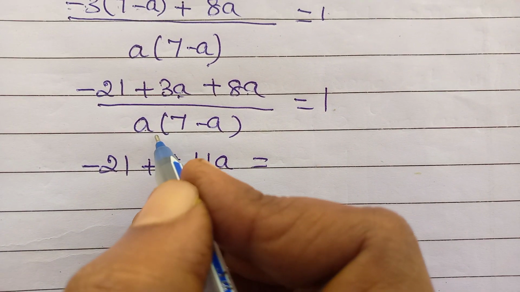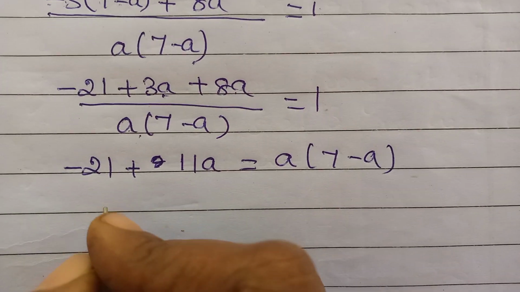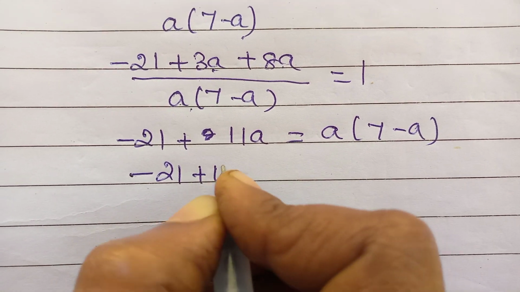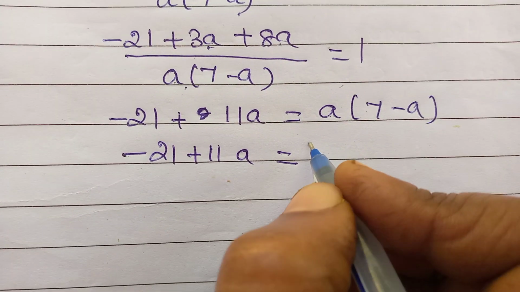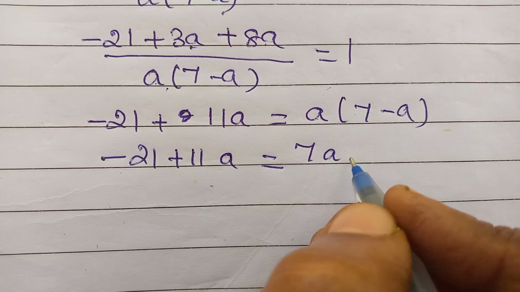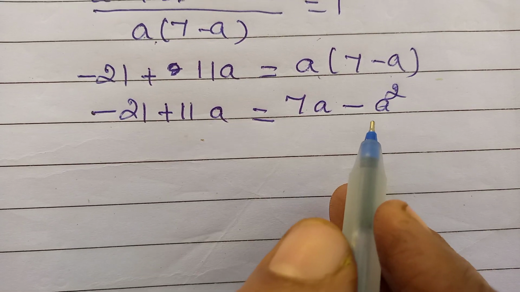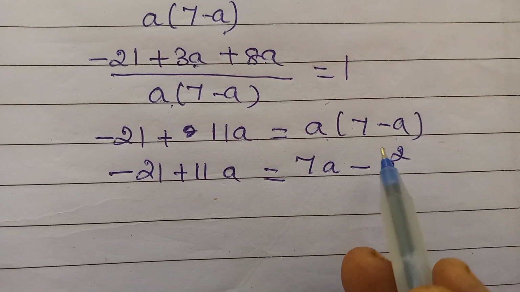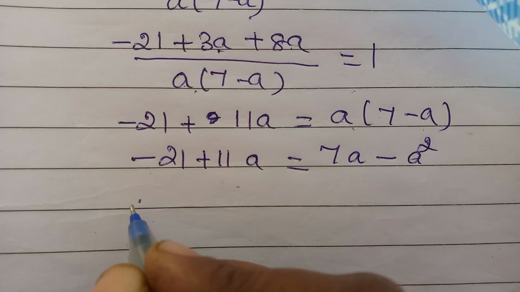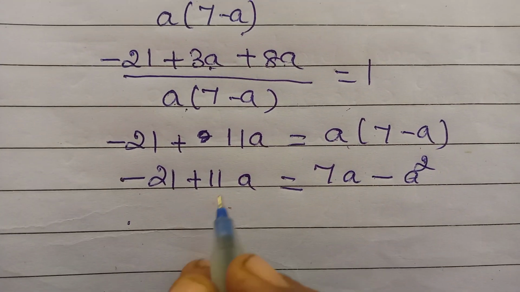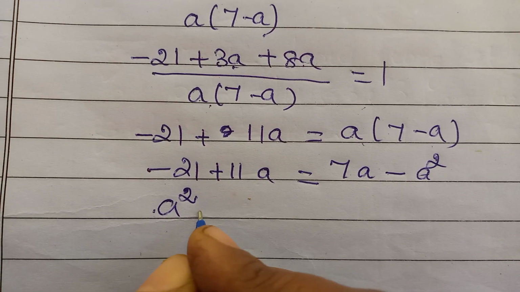Cross multiply it, 1 into a into 7 minus a is a into 7 minus a. So minus 21 plus 11a is equal to, with these two terms multiplied: a into 7, 7a, minus a into a, a square. So bring this a square and a term to this side. Minus a square, bring here, becomes plus a square. Already 11a is there, plus 11a.